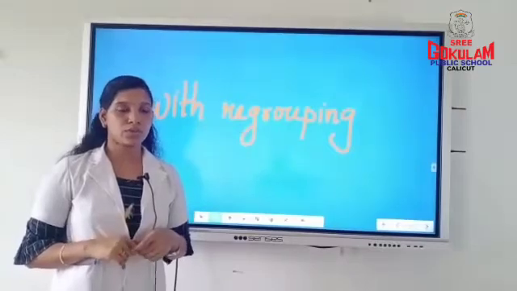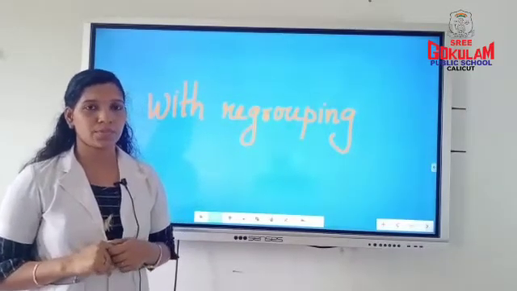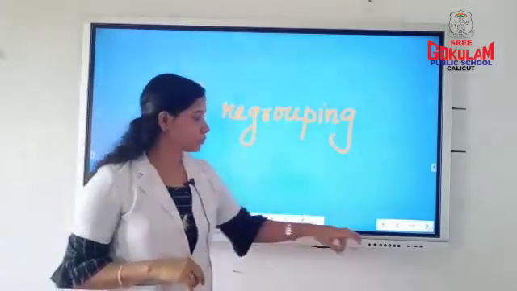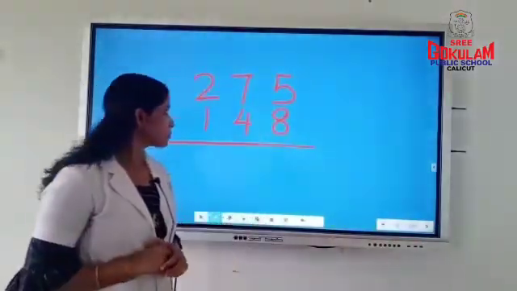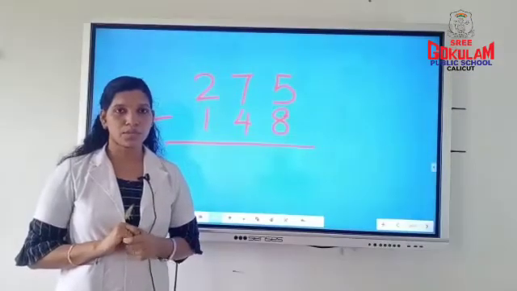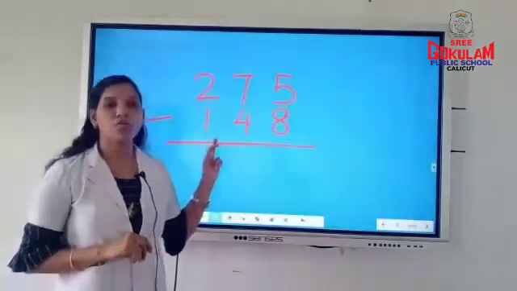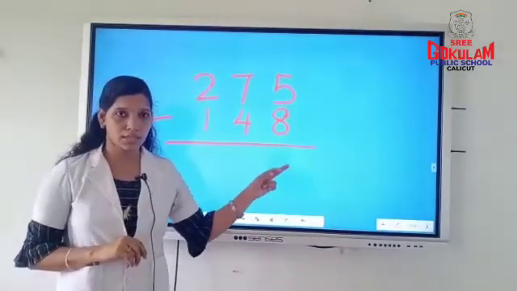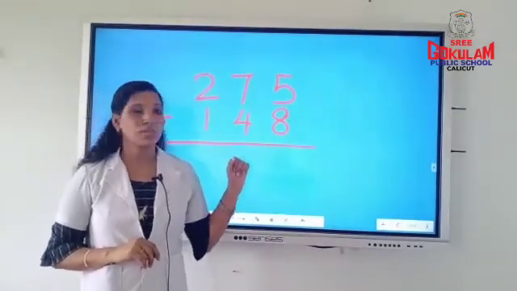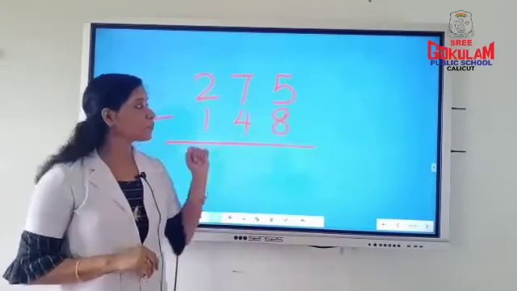Next, we are going to do subtraction with regrouping. How are we going to do it? Let's see with the help of some examples. Let's take two numbers, 275 minus 148. Let's subtract. We always start from the ones place.